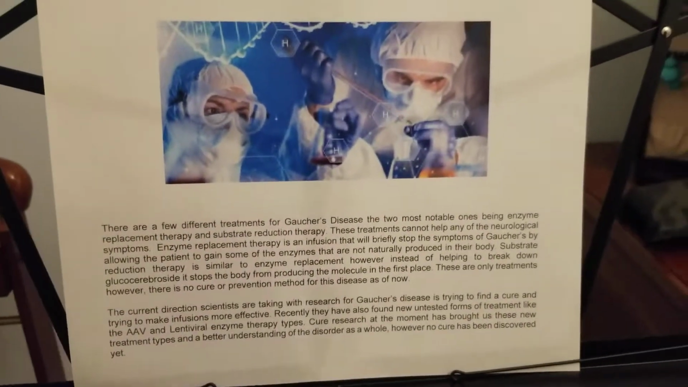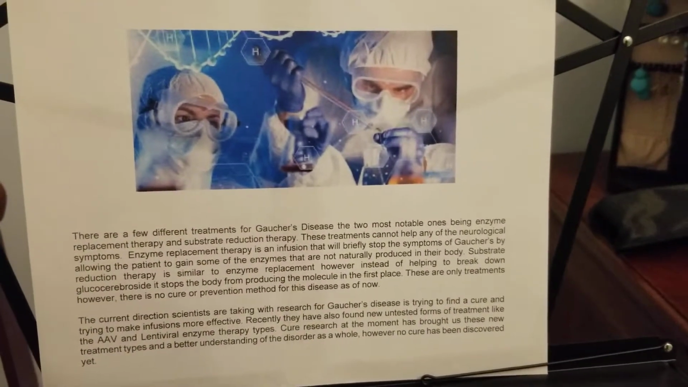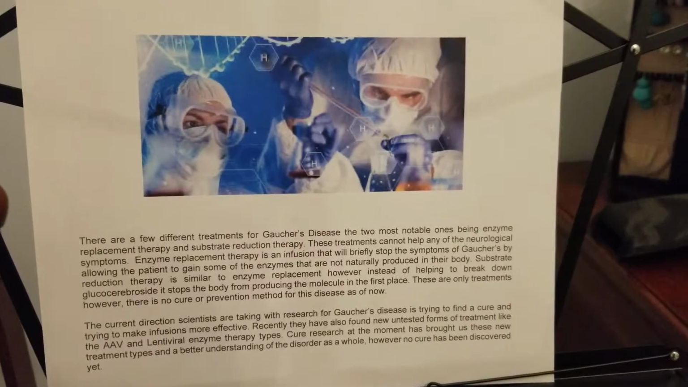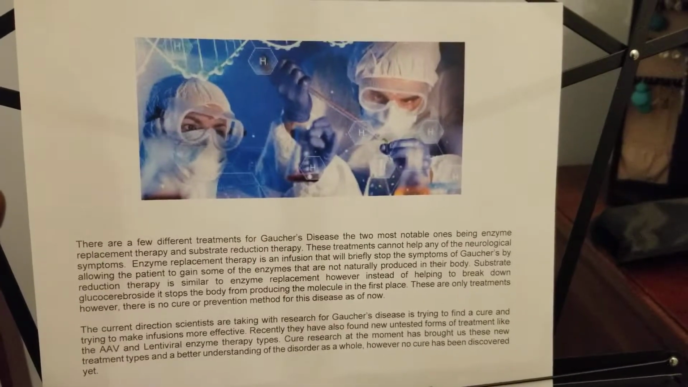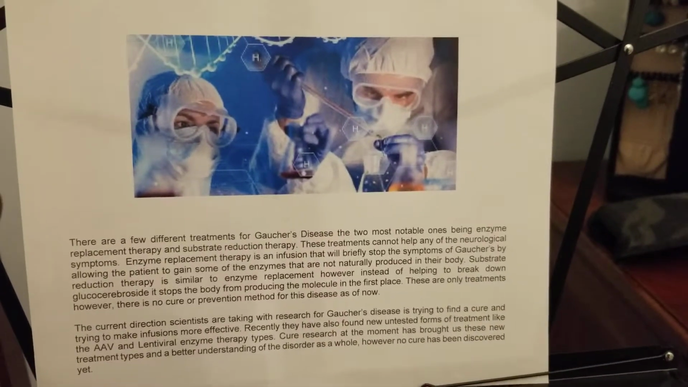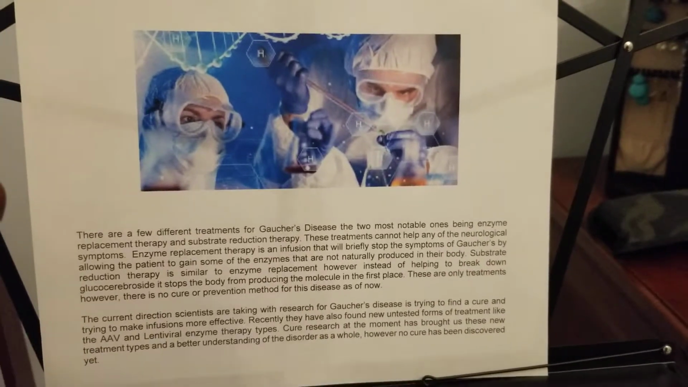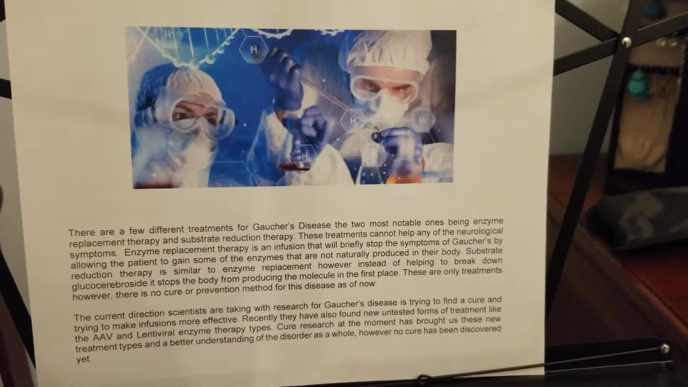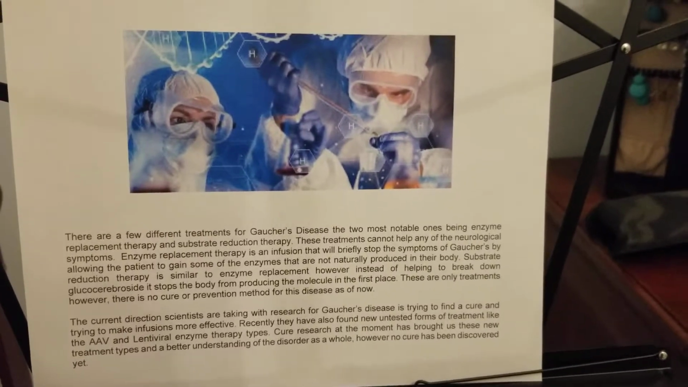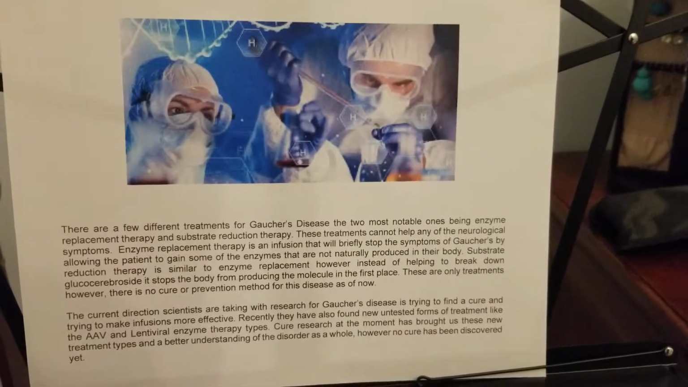There are a few different treatments for Gaucher's disease, the 2 most notable ones being enzyme replacement therapy and substrate reduction therapy. These treatments cannot help with any of the neurological symptoms. Enzyme replacement therapy is an infusion that will briefly stop the symptoms of Gaucher's by allowing the patient to gain some of the enzymes that are not naturally produced in their body.